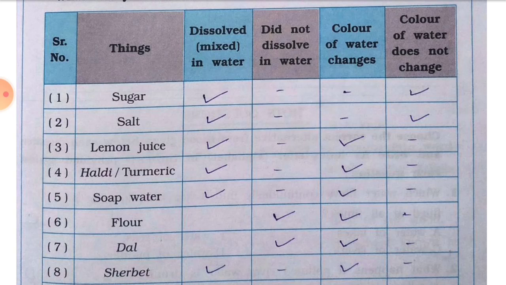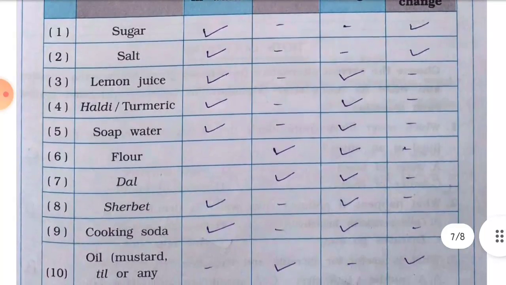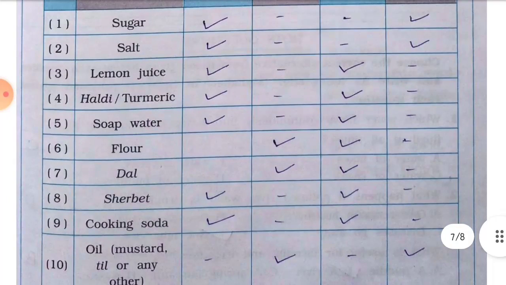Then color of the water changes. If sugar dissolves in water, if its color changes, you have to put a tick mark in that. If not, then in the fourth column. So does the color of the water change? No, it does not change when sugar dissolves in water. So the color of the water does not change, so you have to put a tick mark in the last column. So this is how you have to do with each and every thing that you have collected, and then you have to do the activity and fill this box of observation. So this is the activity.